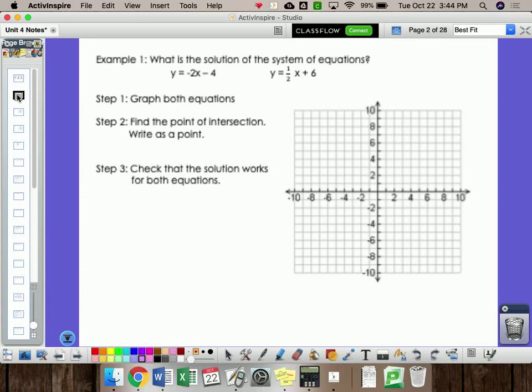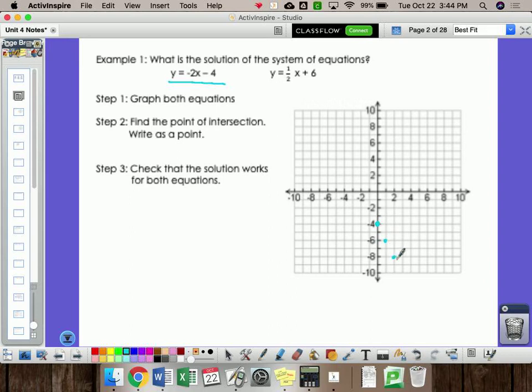Example 1, it says we have to graph y = -2x - 4 and y = 1/2x + 6. So I'm going to graph these two lines, and I'm going to graph them in different colors just so you guys can tell the difference. So starting off with -2x - 4, I'm going to begin on my y-axis at -4, and then my slope is -2. So I'm going to go down 2 and right 1.